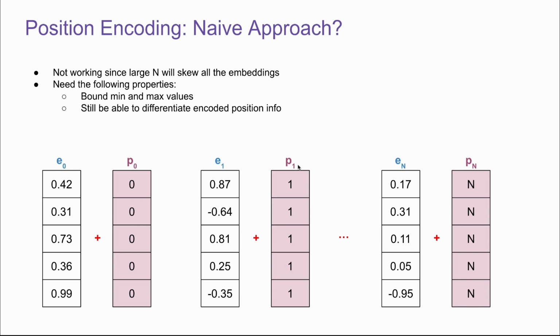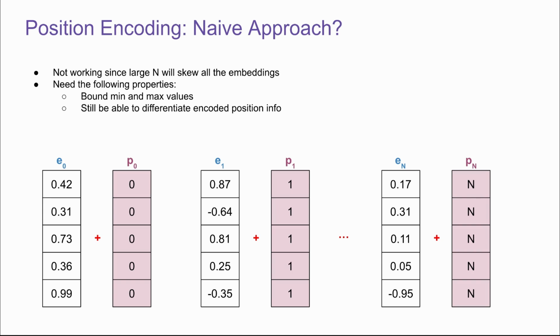Similarly, E1 will be P1 will be all ones, and Pn will be all n's. Will this work? This is not working, since large n's will skew all the embeddings. You can imagine if the sentence is 100 words long, then En plus Pn, the new input for the nth position, will be a lot larger than E0 plus P0, so the result will all be skewed.